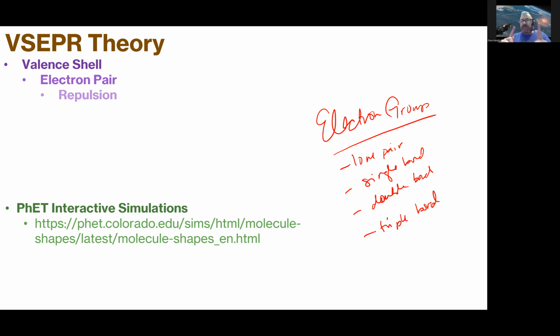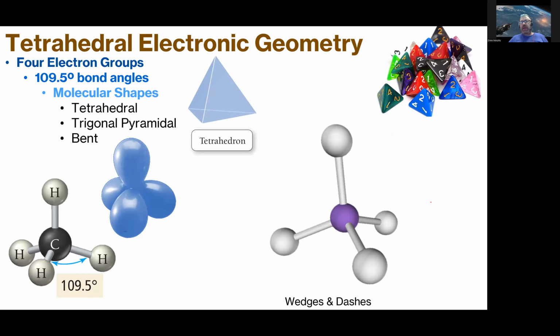I'm going to flip back and forth again between this simulation that's linked in our course Blackboard page and this PowerPoint as we go, okay? So let's dive in. I gave 4 its own video because 4 is probably the most common thing that we're going to see. And now we're no longer planar. Remember, we had linear and trigonal planar before. This is now what we call tetrahedral, right?